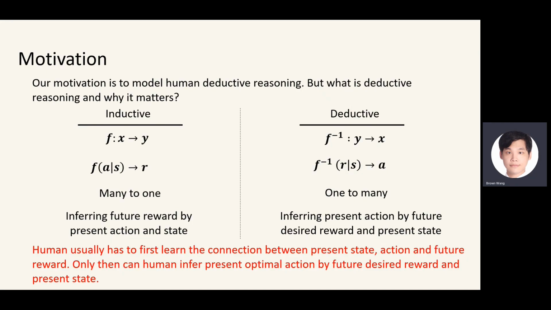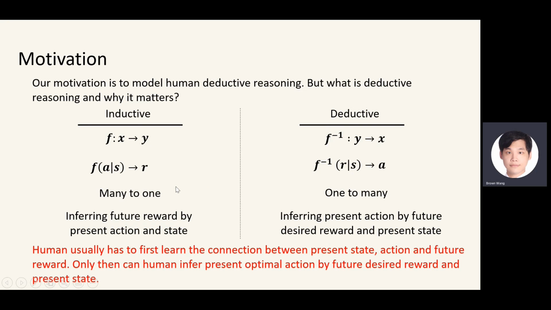First is the motivation behind our research. Our motivation is very simple. That is to mimic human deductive reasoning. But before we start, we'd like to talk about what deductive reasoning is and why it matters in our everyday life. First, we would like to differentiate inductive and deductive reasoning. Inductive, deductive.